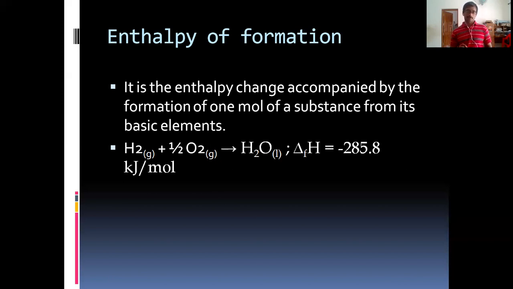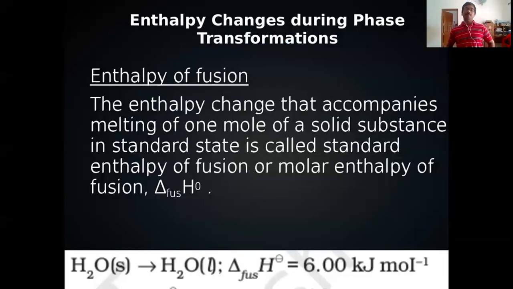Now, here we can discuss enthalpies of phase transitions. Which are the phase transitions? Liquid to gas, known as vaporization. Solid to liquid, known as fusion or melting. Solid directly to gas, known as sublimation. So, enthalpy changes during phase transformations. First one, enthalpy of fusion.